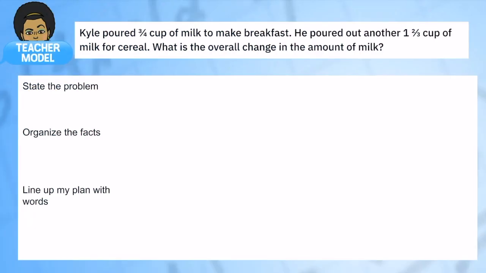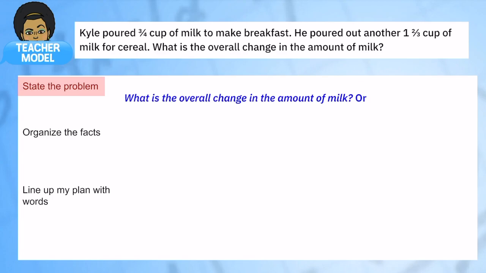Let's look at our second modeled problem. Kyle poured 3/4 cups of milk to make breakfast. He poured out another 1 2/3 cups of milk for cereal. What is the overall change in the amount of milk? Let's start by just stating the problem itself and just completing the quote, what is the overall change in the amount of milk? Or in my own words, how much did the amount of milk change?